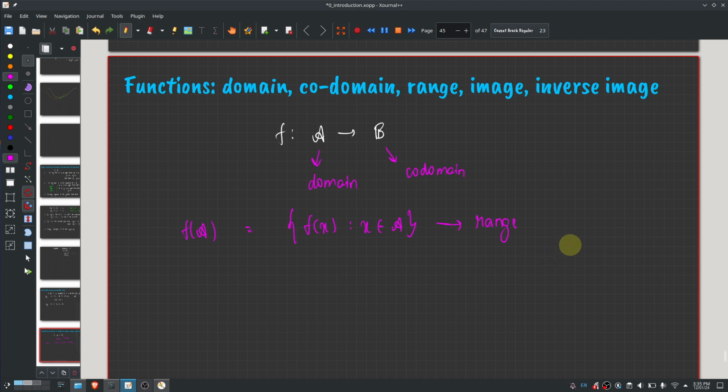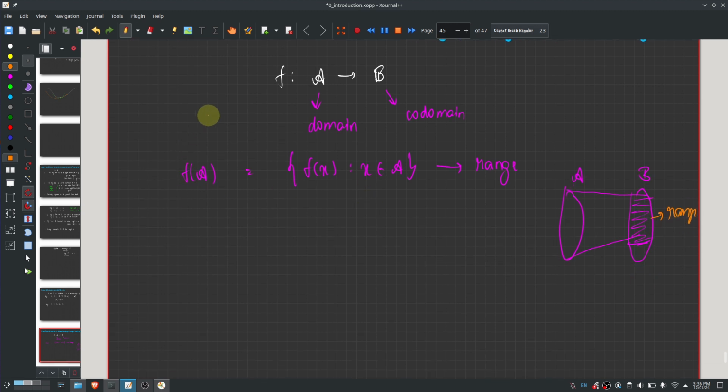Right, so essentially I have some set A, which is the domain, and this is the codomain. All of this could potentially get mapped to some subset of B. So this would be the range. And similarly, I can also ask for the image of some subset of A.